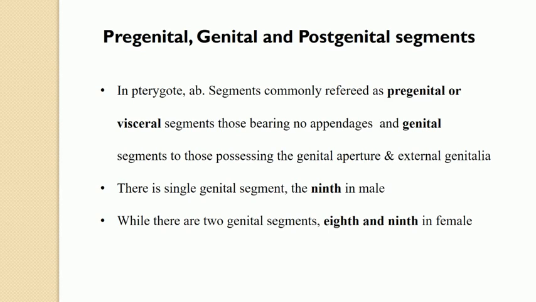So this is about the distribution of the different kinds of segments that occur in the abdomen of the insect. And in this lecture we have learned about the abdomen, its segmentation pattern, skeletal composition, and the classification of the abdominal segments as per the genital aperture present on the abdomen.